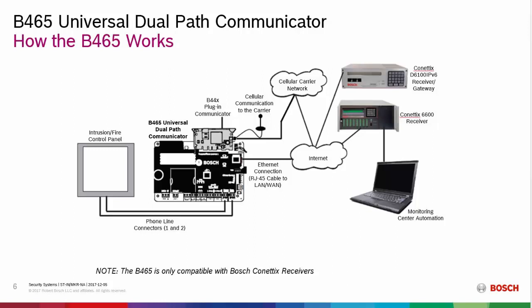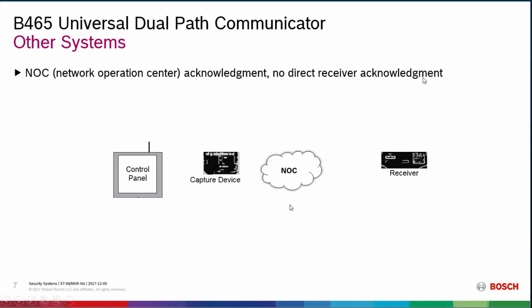So here's an example of how some of our customers have implemented their dial capture solution or their communicators. This is going to show a capture device, and the control panel has an alarm that it needs to send. It makes it to the capture device, and then the capture device forwards it on to the NOC, the Network Operations Center, which will in turn forward it on to the receiver at the central monitoring station.